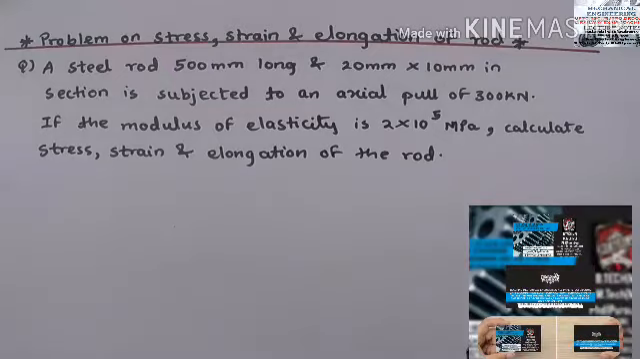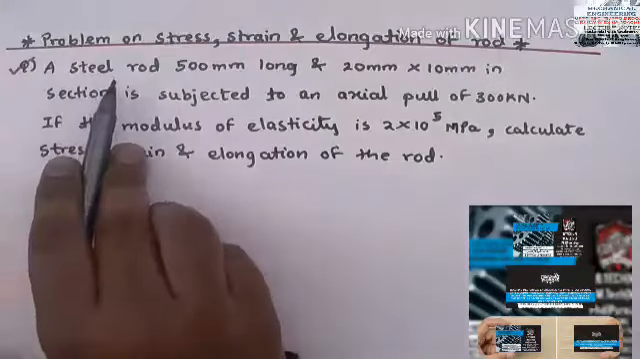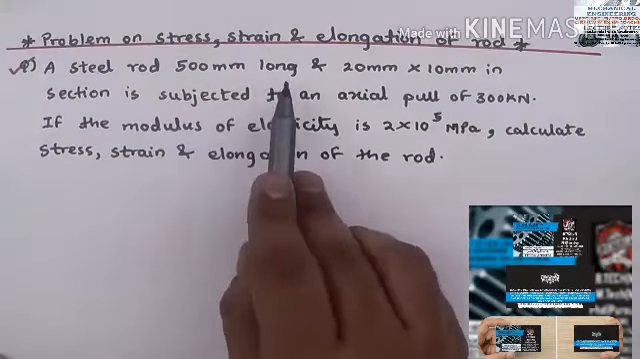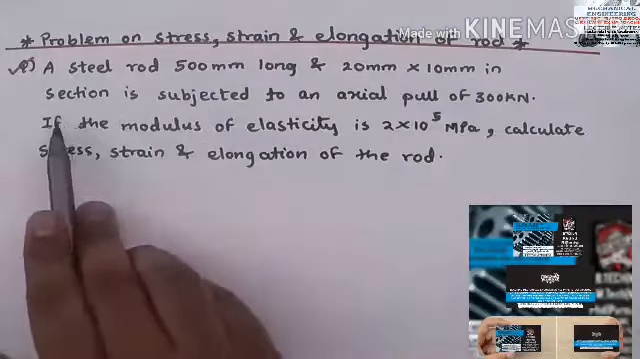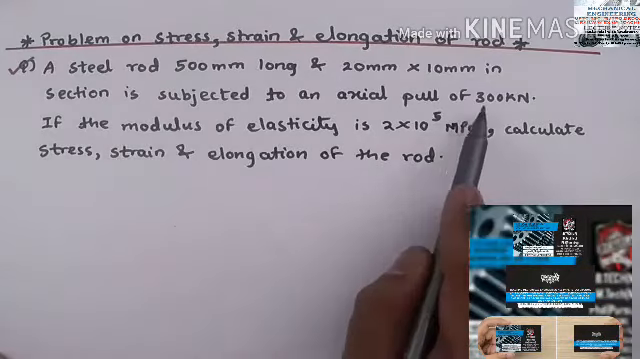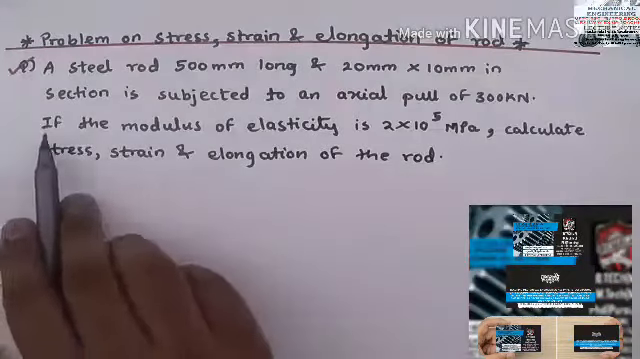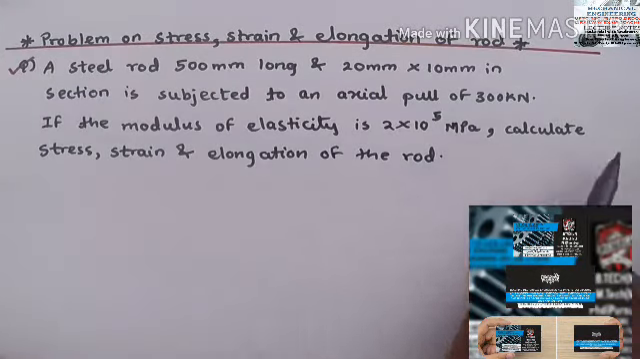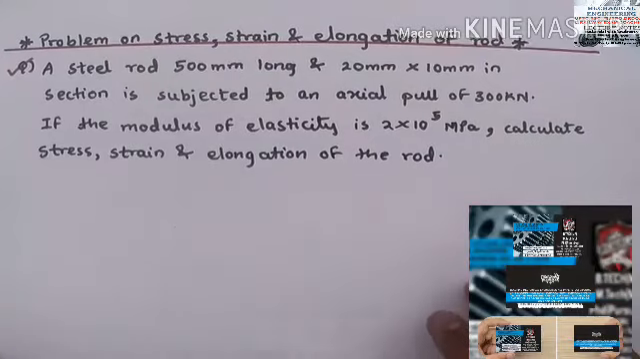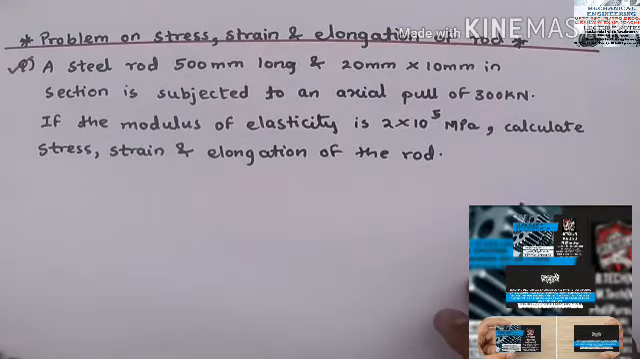In this video we are going to see a problem based on stress, strain and elongation of a rod. For that, here we have a question. A steel rod 500 mm long and 20 mm into 10 mm in section is subjected to an axial pull of 300 kilonewton. If the modulus of elasticity is 2 into 10 raised to 5 megapascal, calculate stress, strain and elongation of the rod. Now this is the question we have.